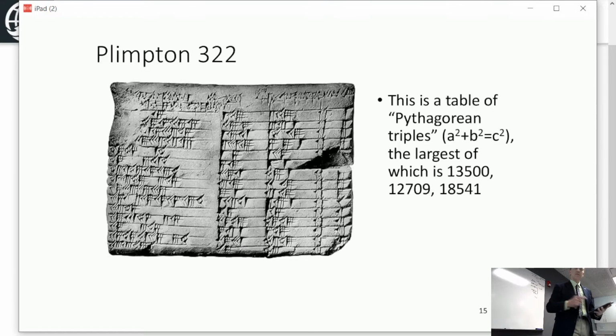In fact, here's such a tablet. This one's called Plimpton 322. I guess Plimpton is the name of the archaeologist, and 322 was just the number of the tablet, as he had numbered them. So with this clay tablet, you can see the cuneiform here, where they poked reeds into the clay to form the numerals.